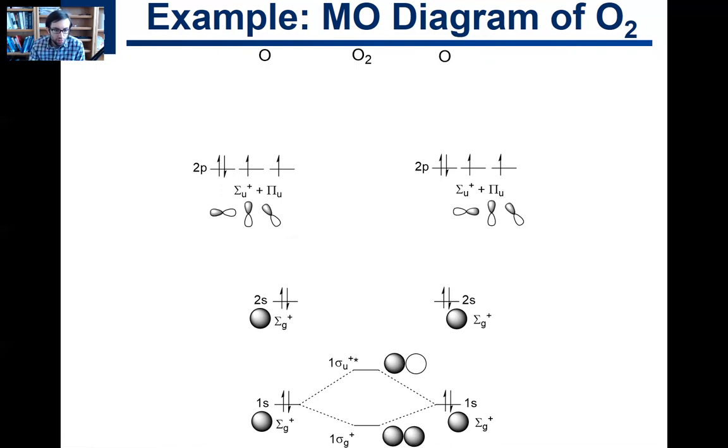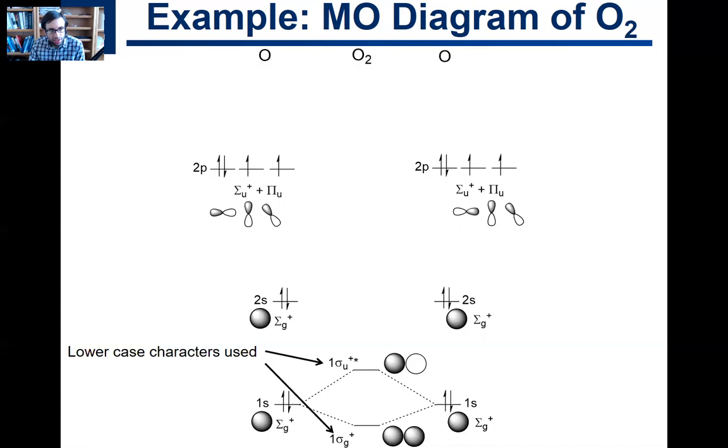Now we can go ahead and make molecular orbitals from atomic orbitals that have the same symmetry and similar energy. Well, they're the same symmetry here. Both these 1s's are sigma g plus. They're similar energy. So we could combine these to give constructive interference, that would be a bonding orbital, and destructive interference.